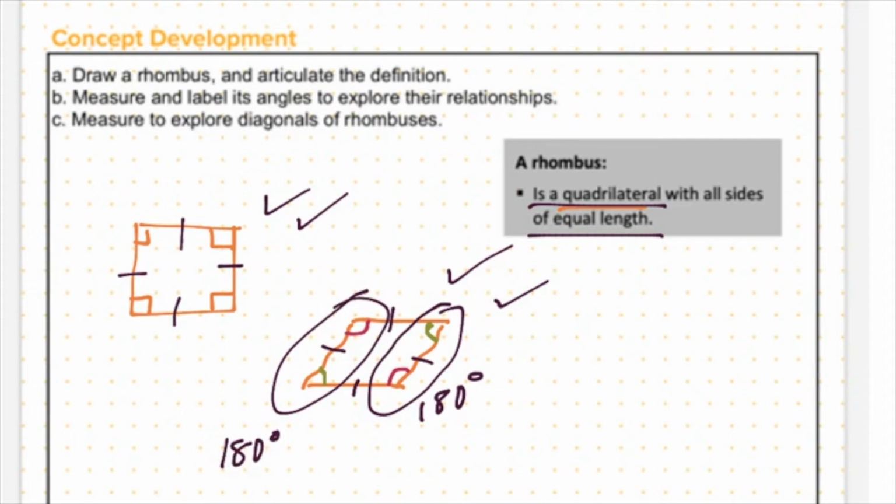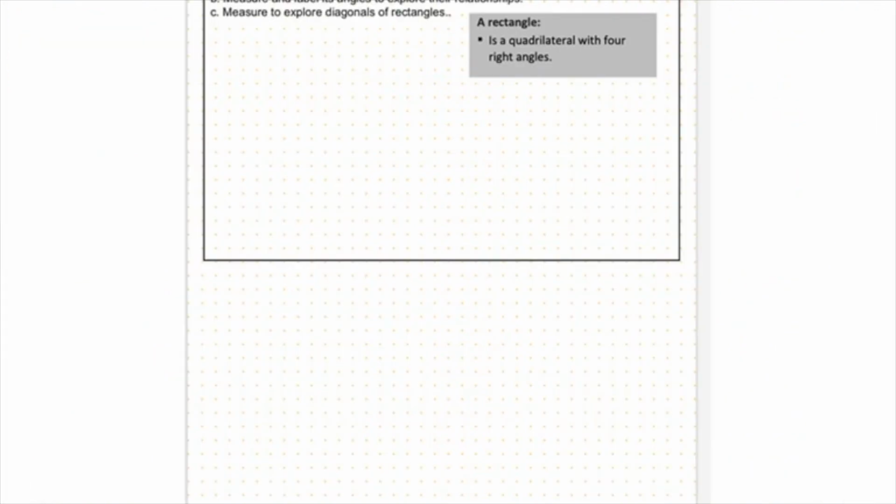Moving on to the next one. You do not need to measure and label the angles. All that we are doing, you should have written exactly what I have. I want to see the markings showing the angles or the 90 degrees, and the markings showing the sides are the same. And you are moving on to the next page.